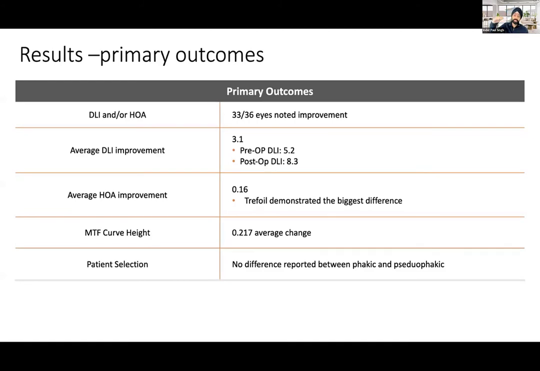We were able to increase the height of the MTF curve, the average height you saw on that machine, by 0.217, which is pretty significant, about almost 50% improvement in the majority of patients as well. And we didn't see a significant difference in phakic versus pseudophakic patients. And so again, these are patients who had no cataracts or pretty normal looking lenses. So obviously if I have a cataract, that would muddy the waters. But phakic healthy eyes or pseudophakic eyes with clear capsules, we did not see a significant difference in terms of the improvement as well.